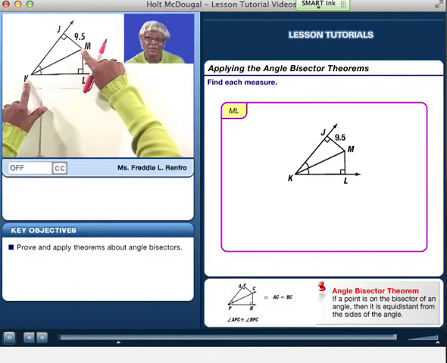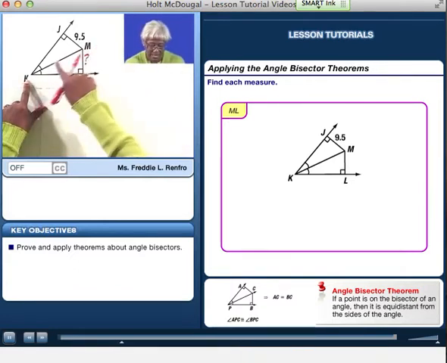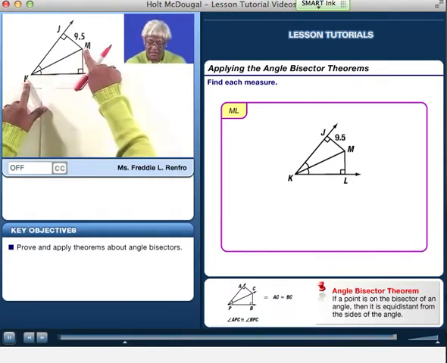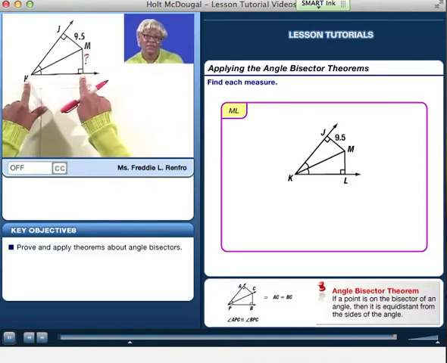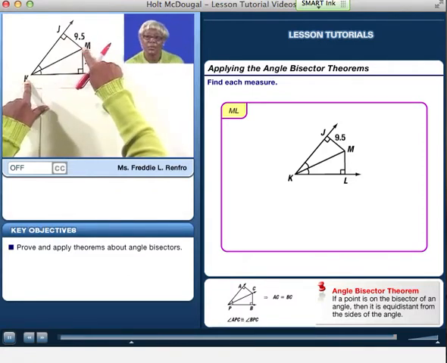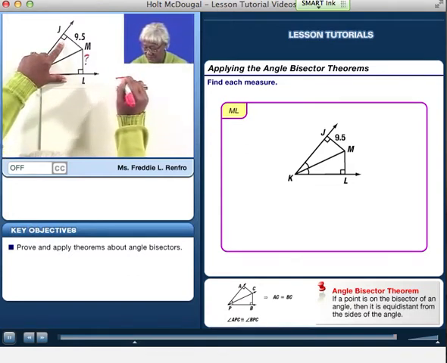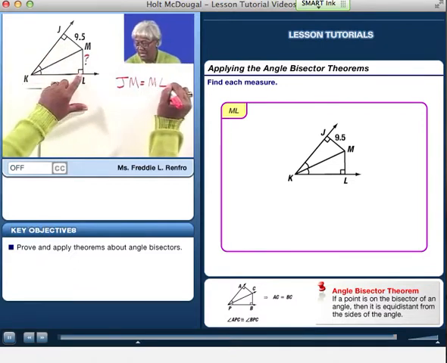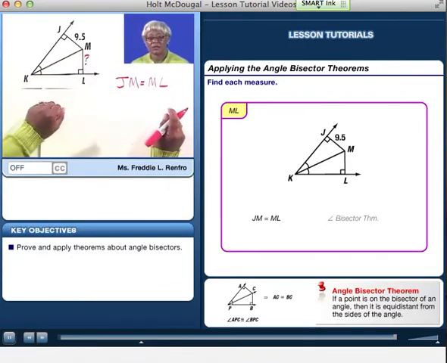Is point M on the bisector of this angle? Yes, it is. These two angles are equal. And according to the theorem, if that's the case, then this point is equidistant from the sides of that angle. And it's also perpendicular. So now I can say that JM is equal to ML.